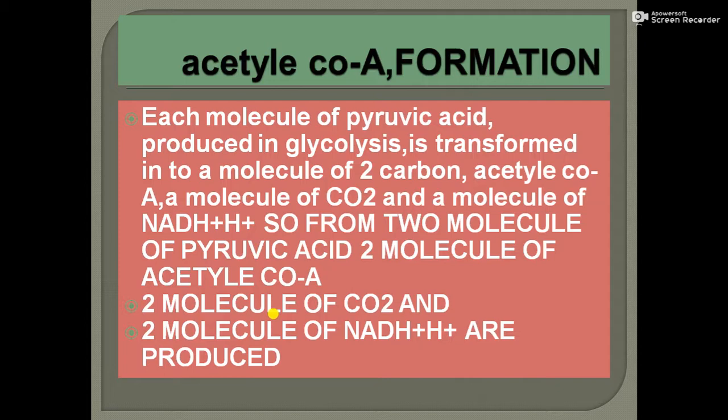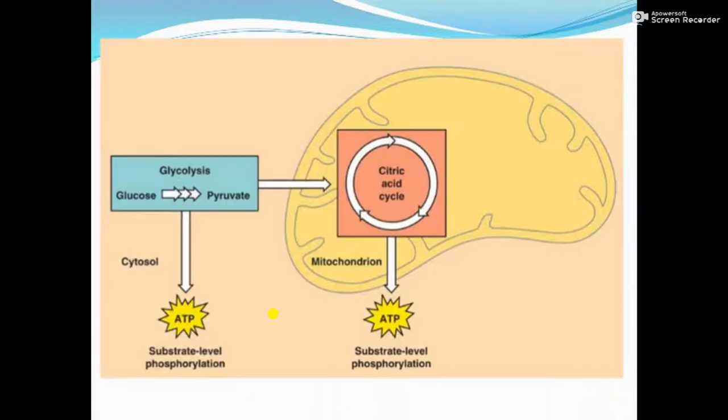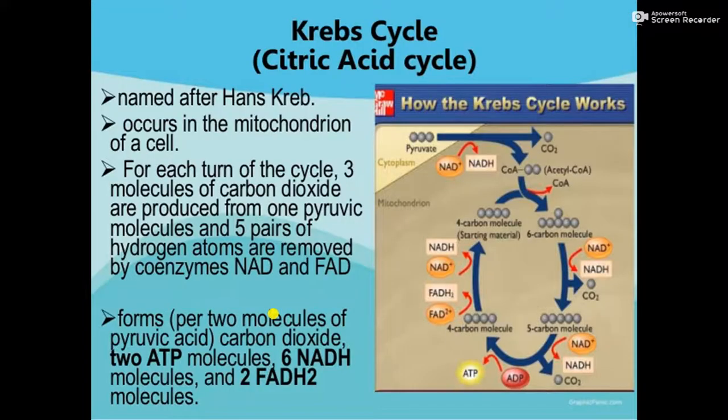Each molecule of pyruvic acid produced in glycolysis is transformed into a molecule of 2-carbon acetyl-CoA, a molecule of carbon dioxide, and a molecule of NADH plus hydrogen ion. So from 2 molecules of pyruvic acid, 2 molecules of acetyl-CoA, 2 molecules of carbon dioxide and 2 molecules of NADH plus H are produced. So this is the formation of acetyl-CoA.